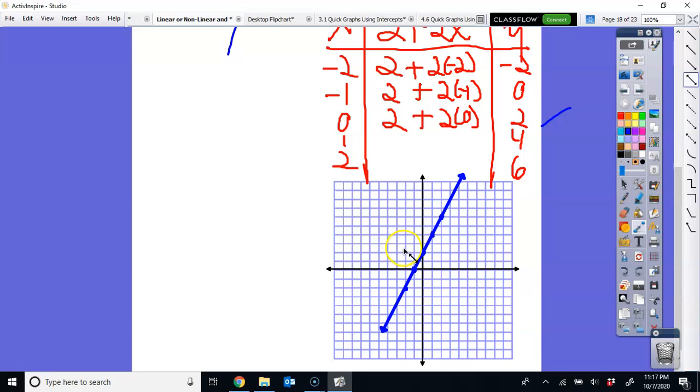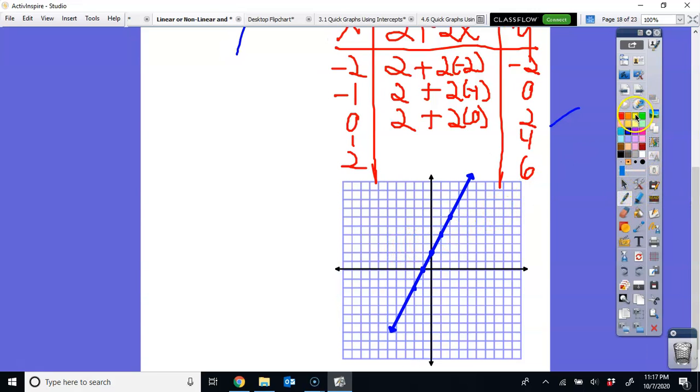The other thing I want to point out is because you only need 2 points to graph a line, we are going to talk specifically about the points that touch the x-axis and the points that touch the y-axis now. The x-intercept and the y-intercept. Because those 2 points give me another way to graph a linear equation.